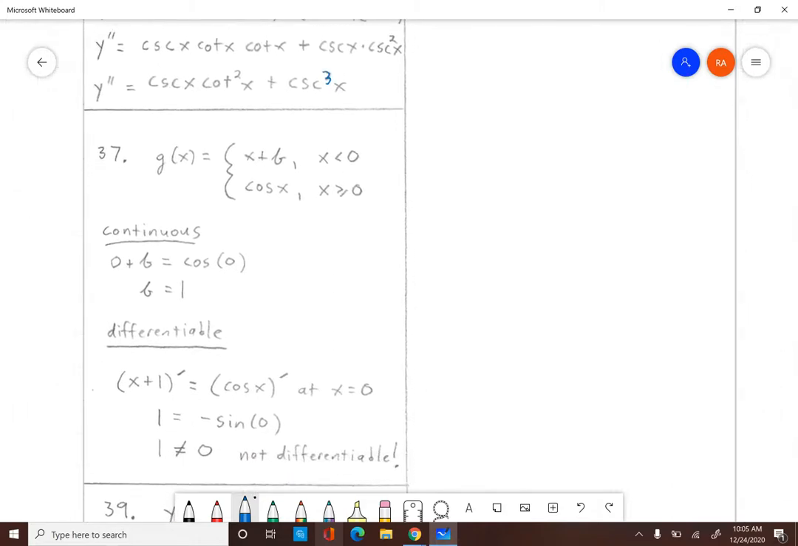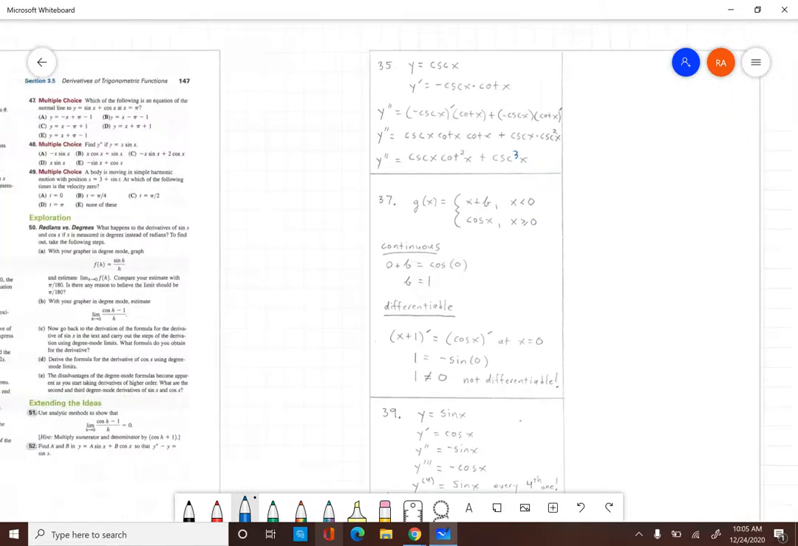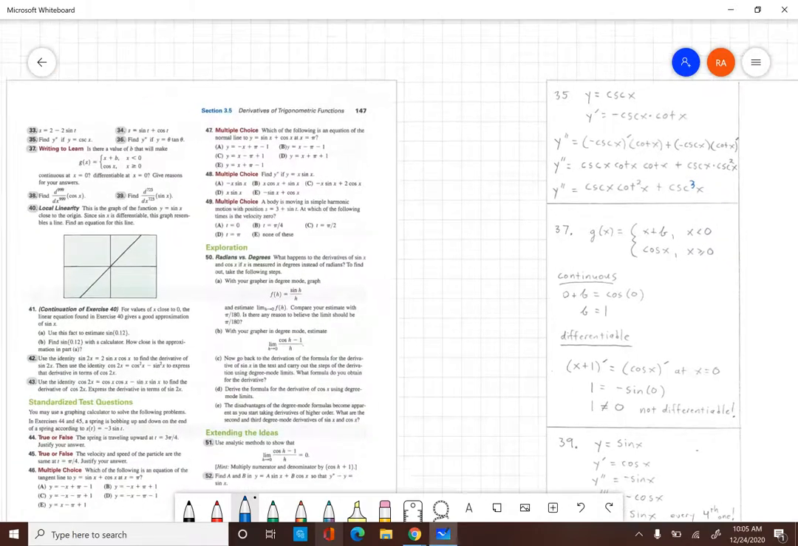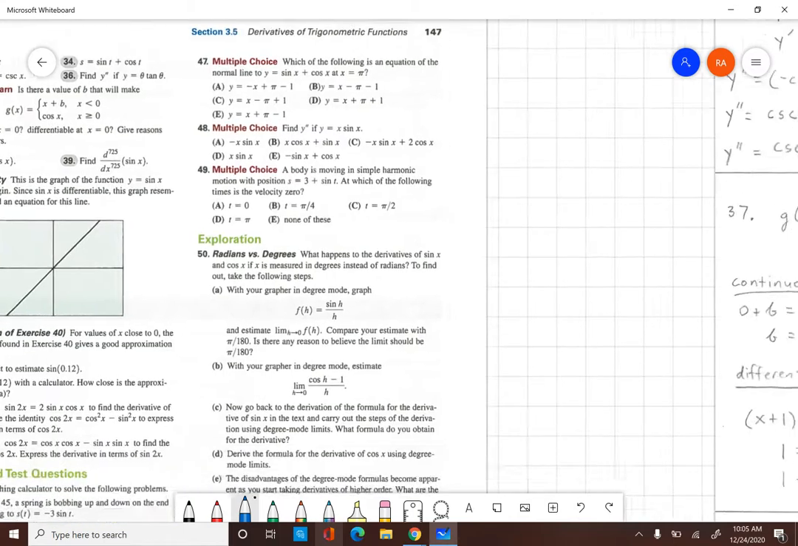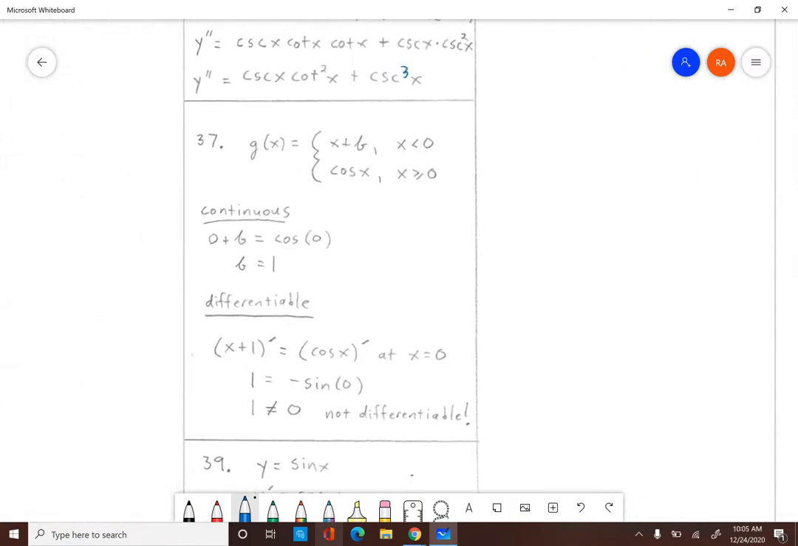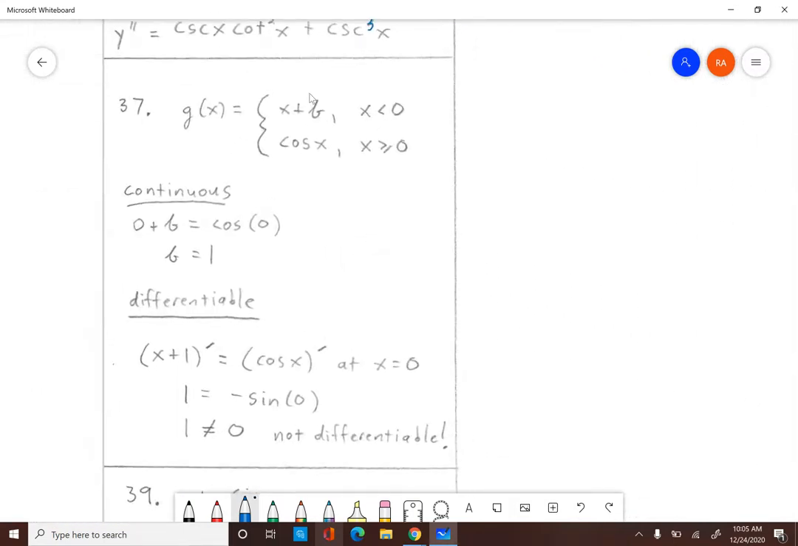Okay, so for 37, we want to see continuous and differentiable, or solve for the value that's going to make it continuous. Here it is here. And does that same value of b also make it differentiable? Well, let's check that out. So again, what this is really saying is adjust the y-intercept to make these two functions connect up.